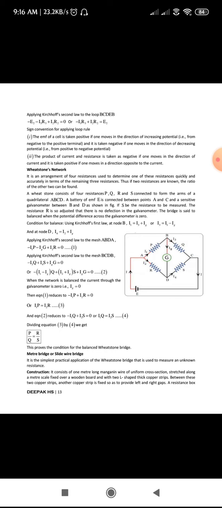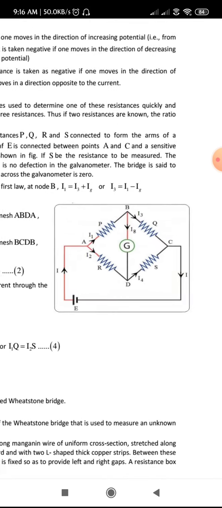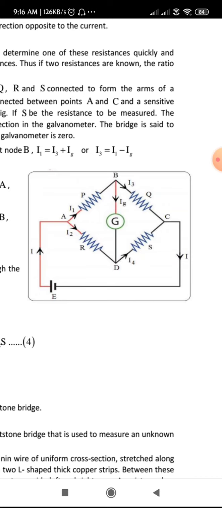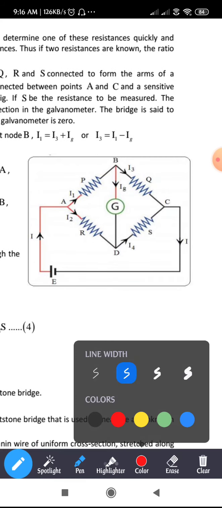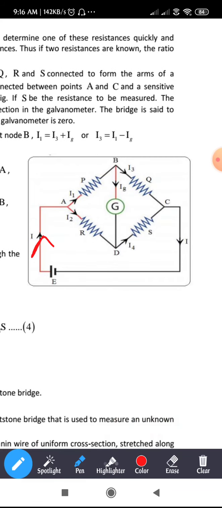You can see in the figure there, B and D are the nodes. Coming to node B, just a minute. Before that, I'll show how the current gets split up here. Let me zoom in. See here, you know that this is the current I flowing, right?